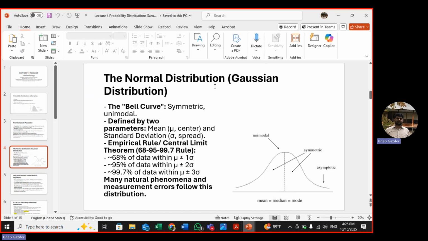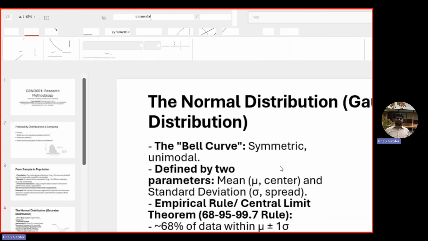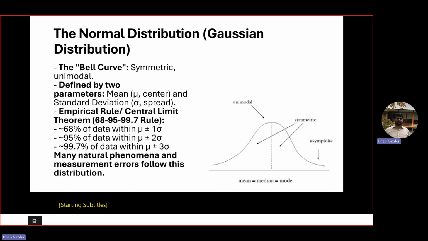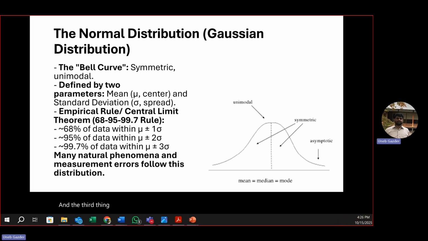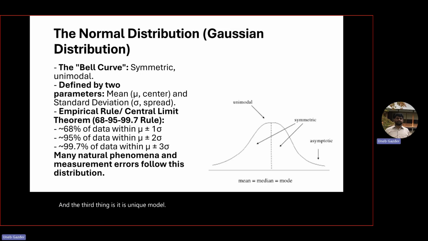So we were saying it is symmetric, which basically means the mean and median are almost the same. And the third thing is it is unimodal. Unimodal means one peak. And since it is symmetric, that one peak will be in the center. The third thing, which is not written here but written here, is asymptotic.